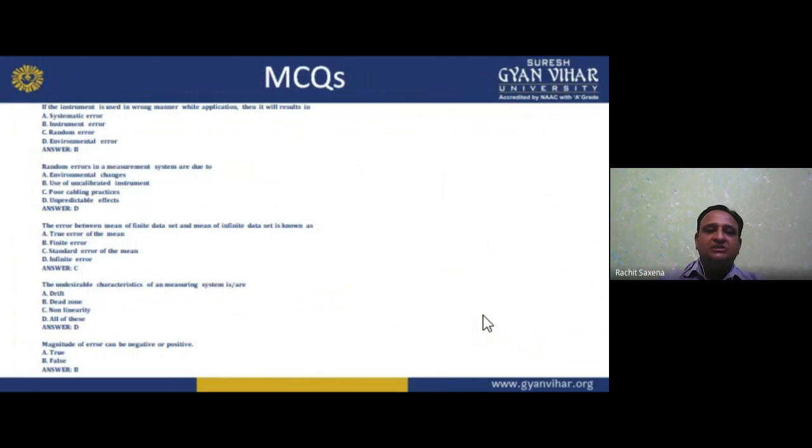Random errors are mainly due to environmental changes, use of uncalibrated instruments, poor cabling practices, and unpredictable effects. The option is D, unpredictable effects. The error between a finite data set mean and the mean of an infinite data set is known as true error of the mean, finite error, standard error of the mean, or infinite error. So the option is C, standard error of the mean. The undesirable characteristics of a measuring system are drift, dead zone, non-linearity, all of these. We already studied all of these. The magnitude of the error can be negative or positive only: it is false.